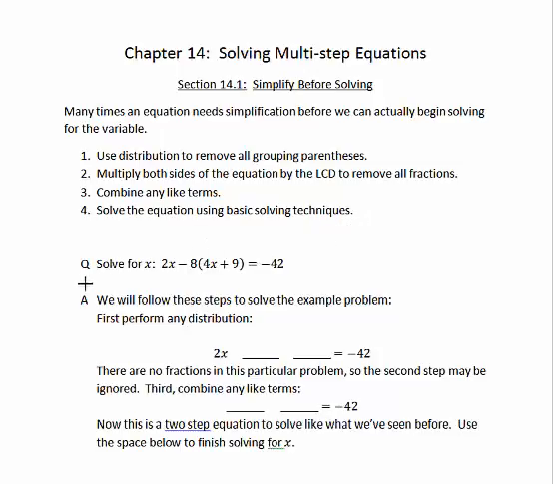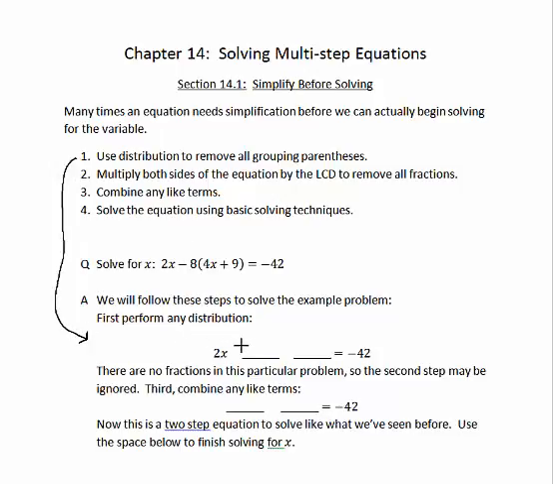So let's get started. Our first equation is 2x minus 8 times the quantity 4x plus 9, equals negative 42. So there's a 4x in the parentheses and a 2x on the outside. We're going to follow a tutorial. The answer is going to walk us through the steps to solve this equation. Guideline 1 is what we're doing in this step.